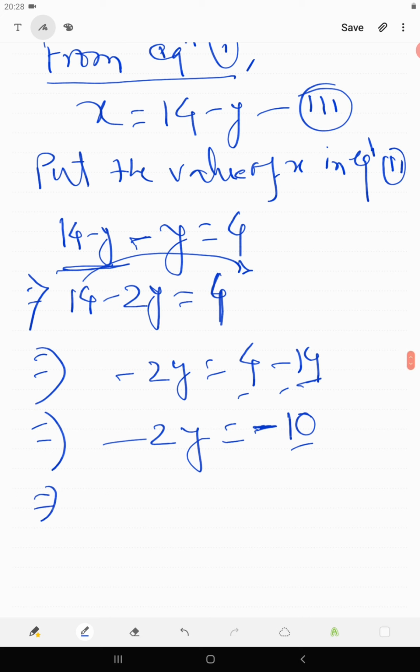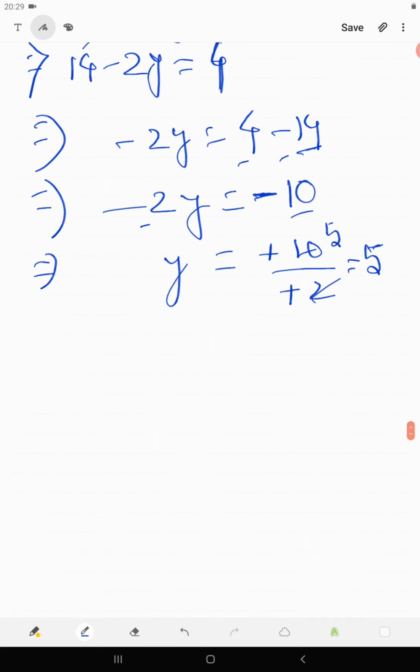Okay, so now this minus 2 is multiplied with y. So when we take it towards the right, it will be division. So minus 10 divided by minus 2. Minus minus cancel, and 2 fives are 10. So we have got the value of y as 5.